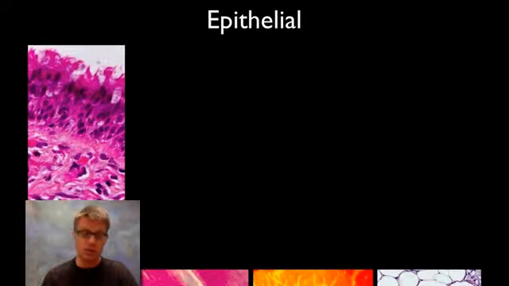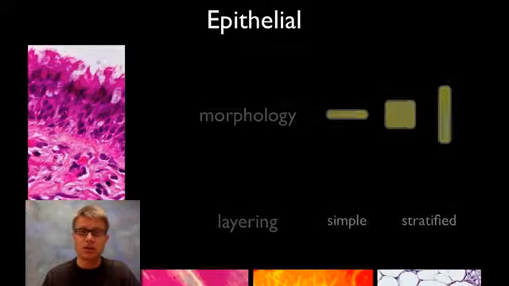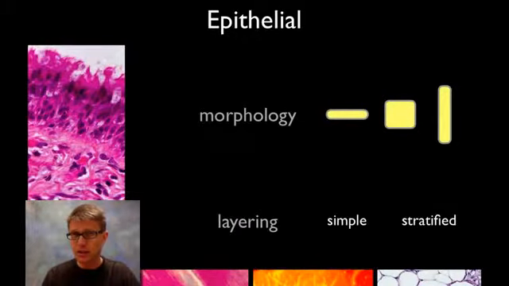There are only 4 in humans, and those are epithelial, muscle, nervous, and then connective tissue. Let's start with epithelial tissue. Epithelial tissue, there are basically 2 things that epithelial tissues have. First of all, I should not get too far ahead of myself. Epithelial is going to be the linings of our organs, but it's also going to be the outside of our body. So my skin, what you're looking at is epithelial tissue.